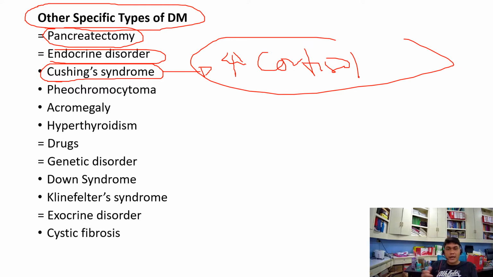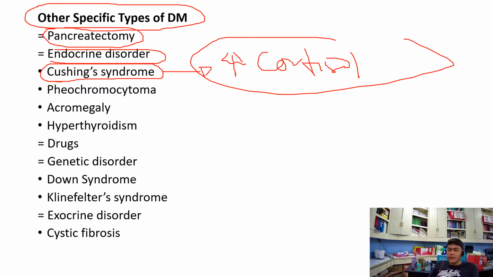It promotes glycogenolysis. Meaning of glycogenolysis, right? It's the breakdown of glycogen or the conversion of glycogen to glucose. So the effect is an increase in glucose concentration. Okay? So the patient develops diabetes due to increased epinephrine. So it is secondary to pheochromocytoma. Okay?